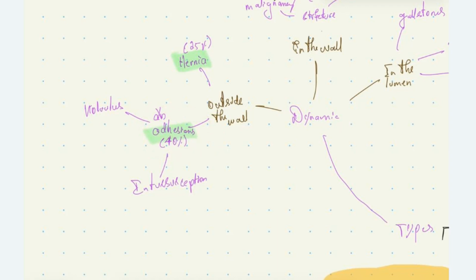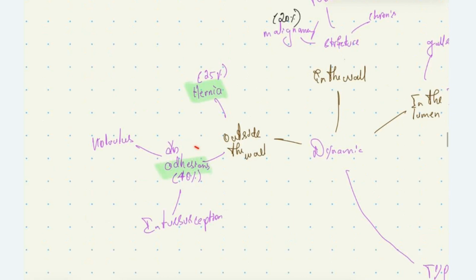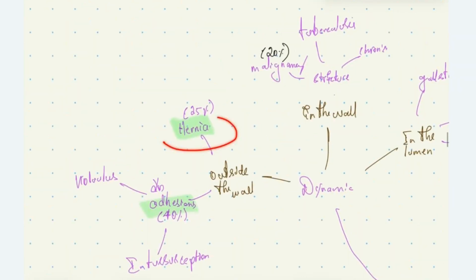Adhesions are usually formed post-surgically, meaning after gynecological procedures like cystectomy or hysterectomy, C-section, or any surgical procedures like appendicectomy and cholecystectomy. These adhesions will cause volvulus, which is twisting of intestine around its own axis, or intussusception, which is telescoping of intestine. Due to these causes, there will be acute intestinal obstruction. Adhesions are the most common cause, followed by hernia. In hernia, there can be strangulation at the level of the neck of the hernia, causing intestinal obstruction.